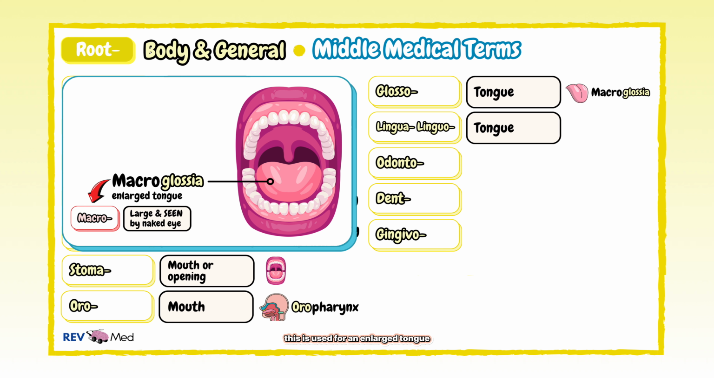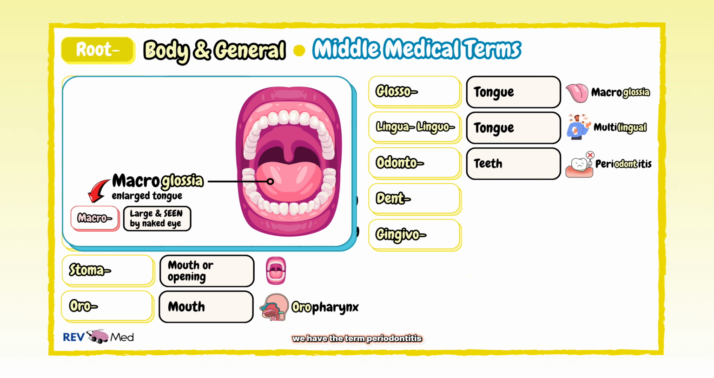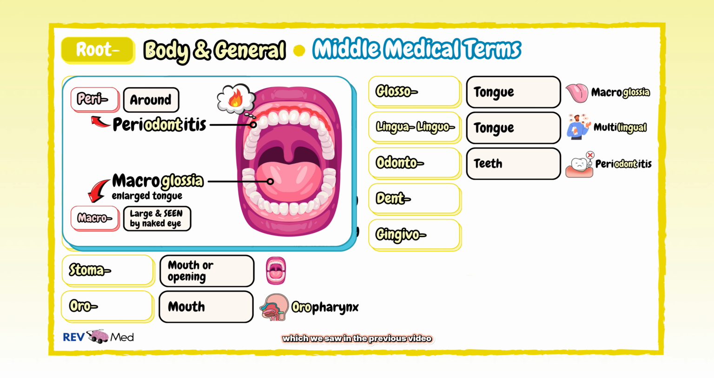This is used for an enlarged tongue. And lingua, think of speaking multiple tongues. You're multilingual. Odonto is for teeth. We have the term periodontitis. You see itis, so we know inflammation. And the prefix peri, which we saw in the previous video, which means around. So periodontitis is a gum disease that causes inflammation around the teeth.